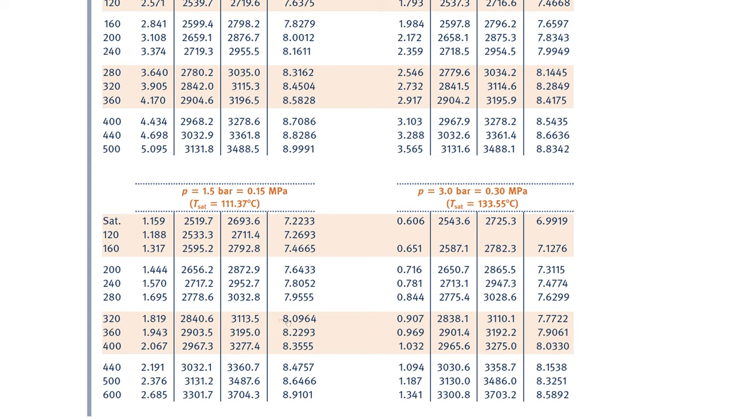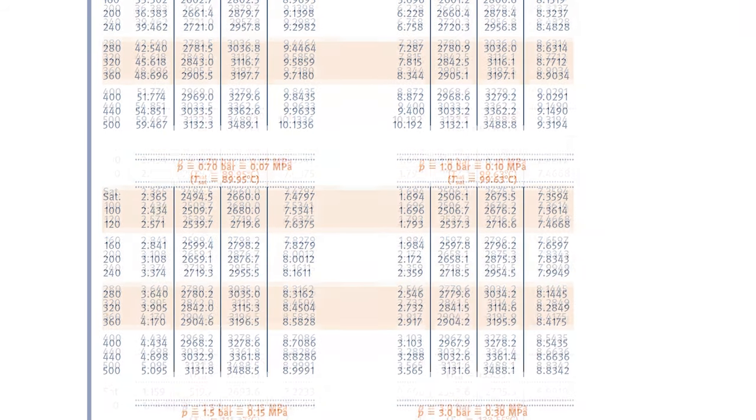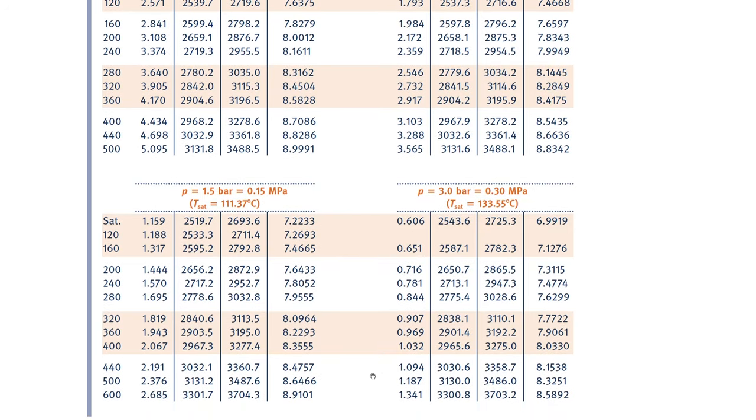So the interpolation is going to be at 320. It's just that we are interpolating between 1.5 bar and 3 bar instead of interpolating between two temperatures on a given pressure subtable. So I want specific volume and specific enthalpy. So I will interpolate between 1.819 and 0.907 and 3113.5 and 3110.1.